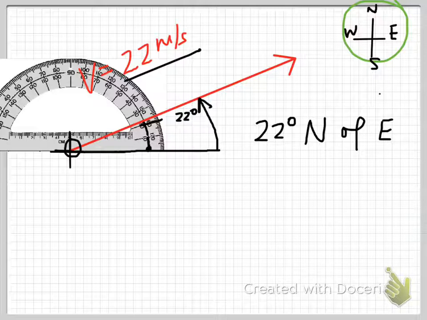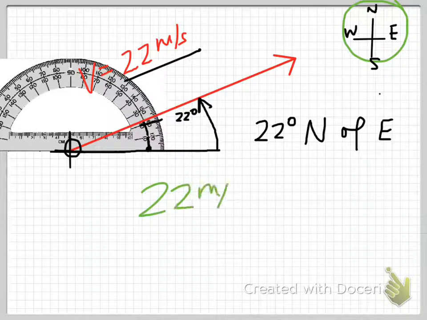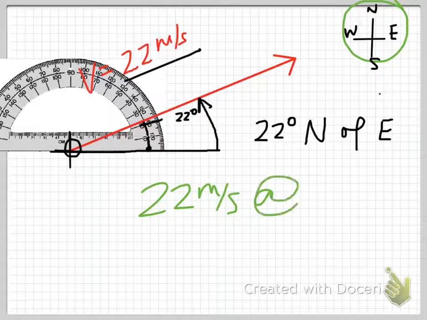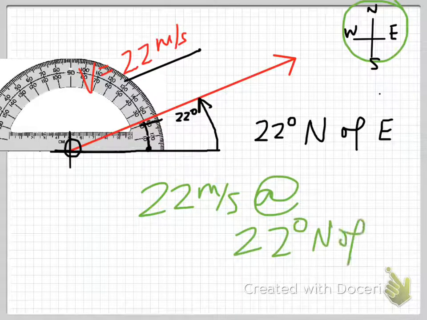So when we describe this vector, to give a full and correct description of this velocity, we would say that the velocity of whatever it is, the bird, the duck, the car, the ball, whatever object we're talking about, is 22 meters per second at 22 degrees north of east. I did not intend for those both to be 22, and I couldn't do that again if I tried. So that's how we give a complete description of a vector.